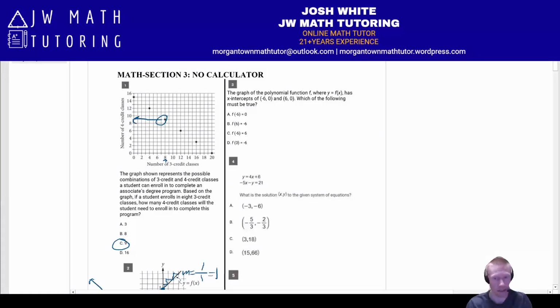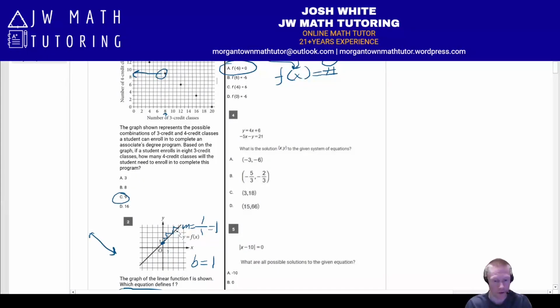Now for number 3, back at the top of the page, we have a polynomial function. We know its x-intercepts, and it's asking which statement must be true here. Notice these points have an x-coordinate, comma, y-coordinate. So all of these answers are basically of the form f of x equals some number. What are you plugging in for x? Well, it's either -6 or +6. And then what is your output that corresponds to that for y? Well, that's just 0. So it's going to be answer A here. F of -6 is equal to 0 is the only statement that's true.